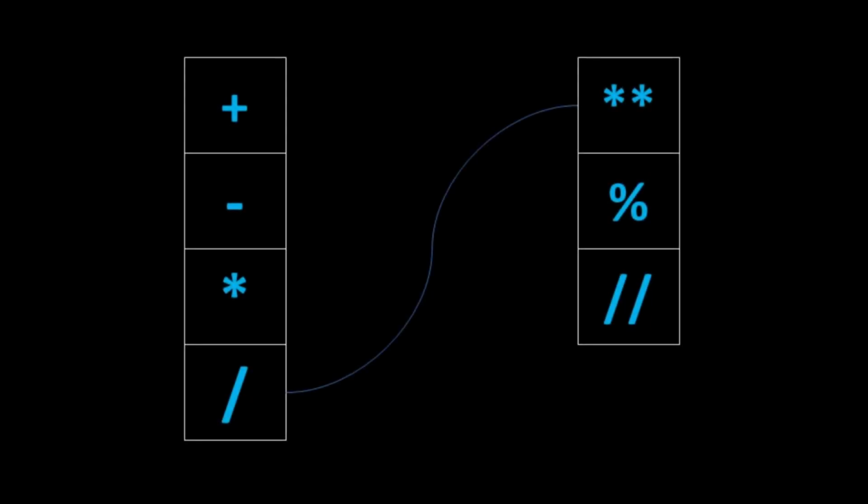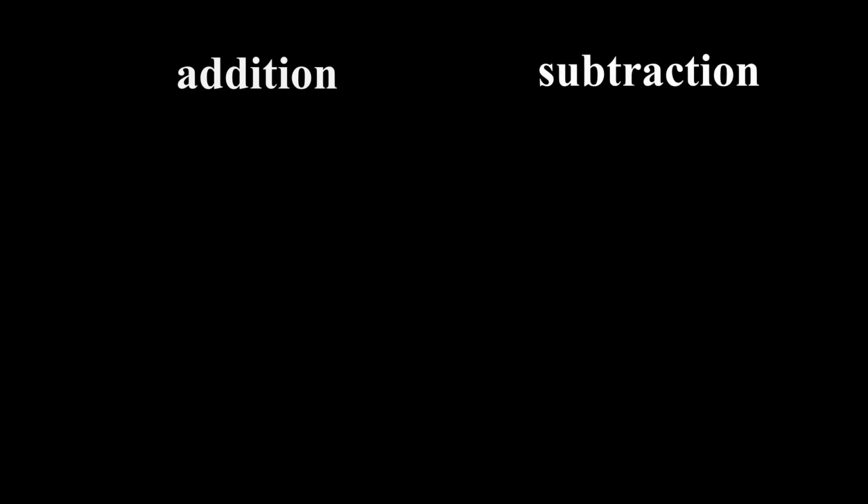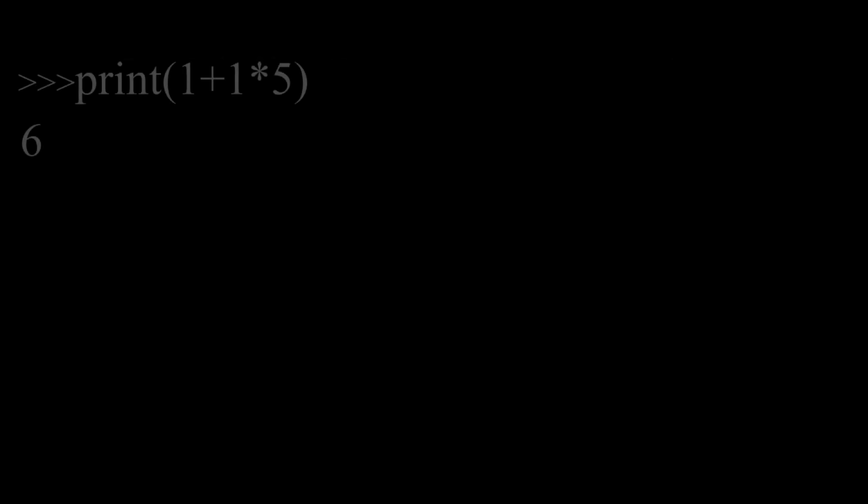Python has several arithmetic operators, most of which follow the usual rules of mathematics. Let's look at the first four. In Python, addition and subtraction are performed with the usual symbols, plus and minus. Multiplication uses an asterisk, and division uses a forward slash. Here you can see the multiplication happen before addition.